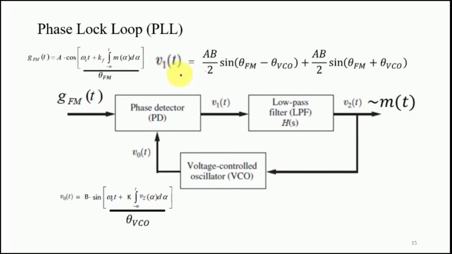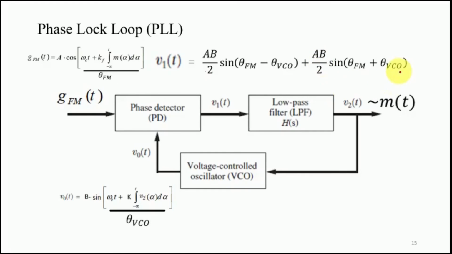So v1 of t is basically carrying two signals. In the first signal, you can observe theta_FM minus theta_VCO. So if you subtract this from this, omega_c t in both of them are consistent, so they will cancel off. So you would have Kf and the integration of the message signal minus K and the integration of the output of the low pass filter. So this is expressed over here. This is a low frequency signal because the high frequency is cancelled. Omega_c is cancelled.